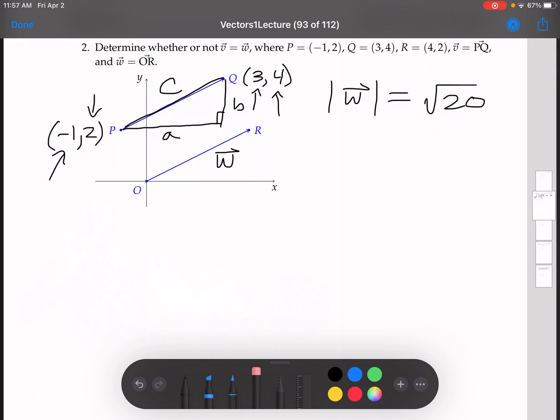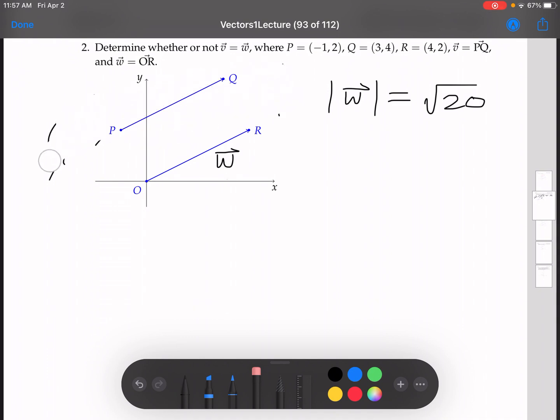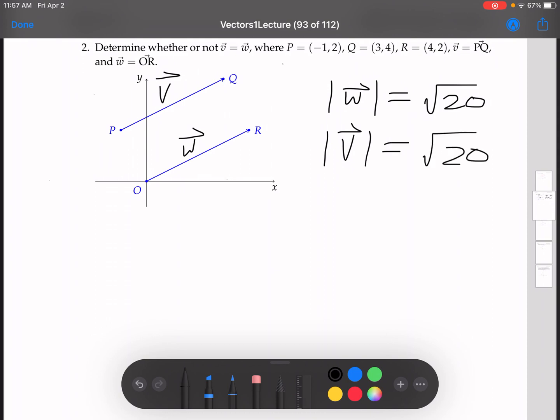So that tells us that the vector V has length root 20. So they have the same magnitude. Now we have to ask, do they have the same direction?